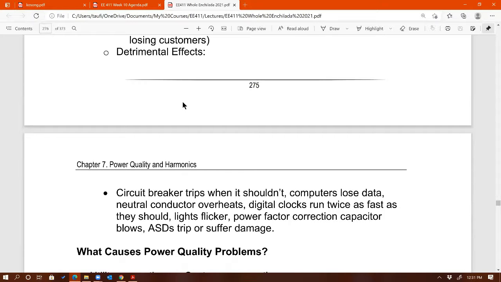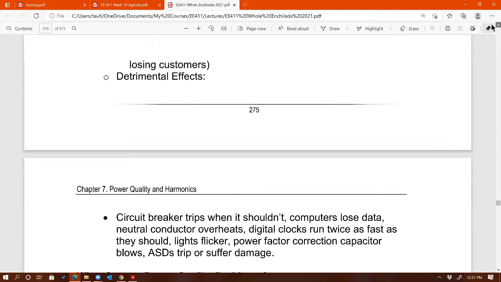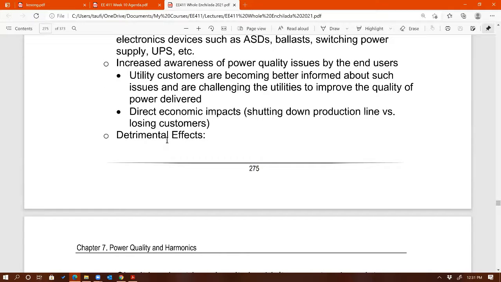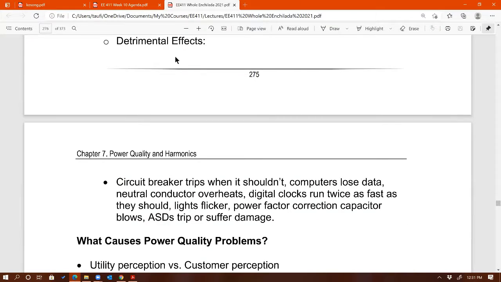And so that's a big issue, right? If a manufacturing line shuts down, that's a loss of income, right? Direct economic impacts for the company, right? And then detrimental effects: circuit breakers, these protection devices that we put in power systems, power equipment, they rely on zero crossings. If you picture a sine wave, an ideal sinusoidal waveform, then every sine wave would have in one period 2 zero crossings, right? But if the sine wave is distorted, then it will have more than 2 zero crossings.